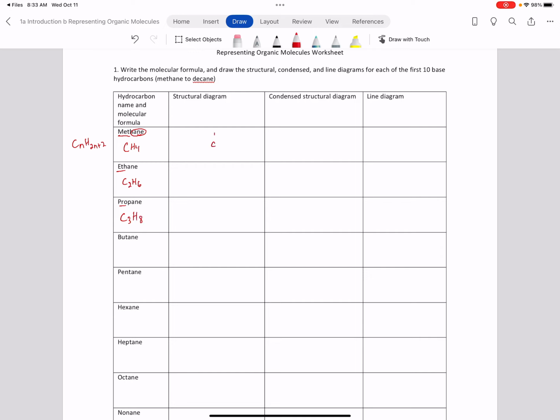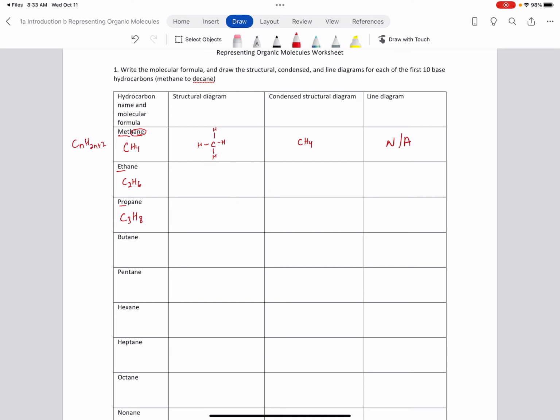So for the structural diagram, methane we've seen many times over the years. Okay. Condensed structural diagram, I just draw the carbon and I list out whatever's bonded to it on the right. And then I can't draw a line diagram for methane because a line requires 2 points, and that would suggest 2 carbons. So for methane, there is no option. And even the X is a type of line diagram, so we're going to put here not applicable.